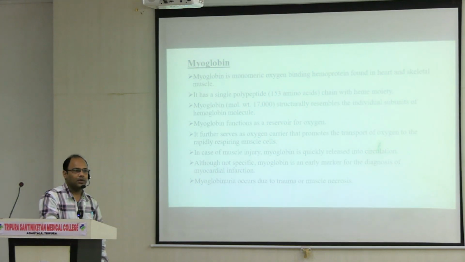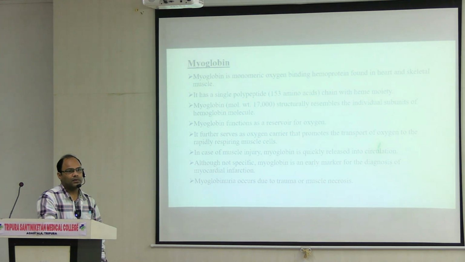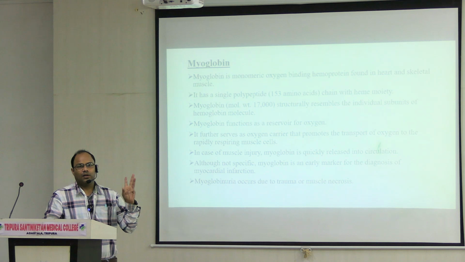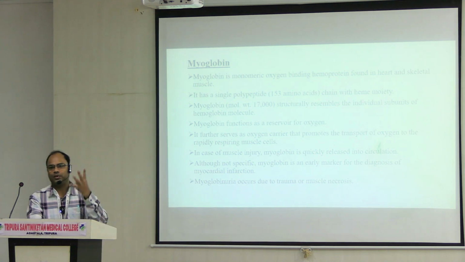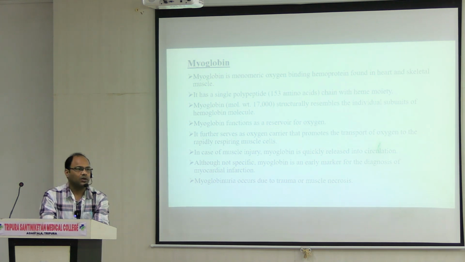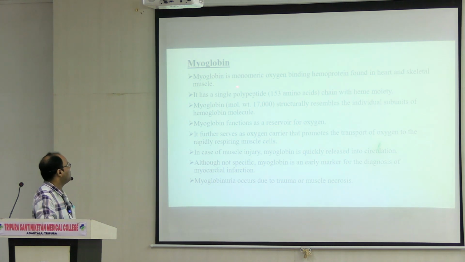This is one type of hemoglobin, but the difference from hemoglobin is that it is only one single monomer, but hemoglobin has 4 monomers, tetrameric hemoglobin. It is present in cardiac cells and skeletal muscle. Okay, function is oxygenation, carry oxygen. So this is myoglobin.